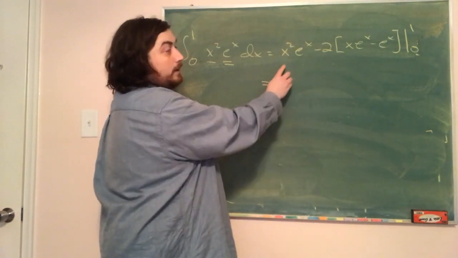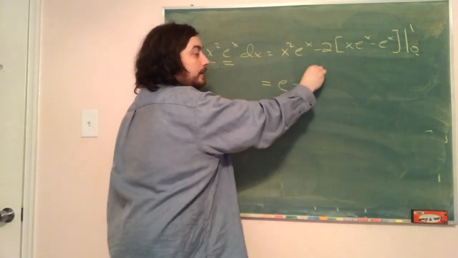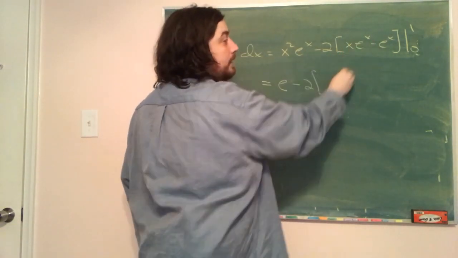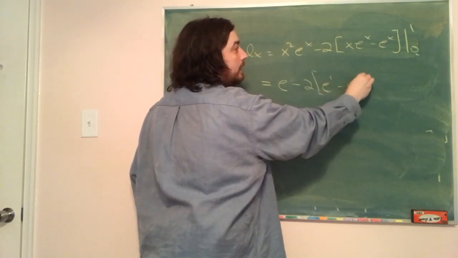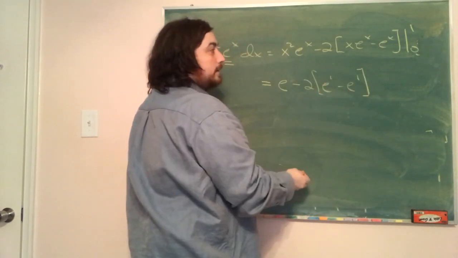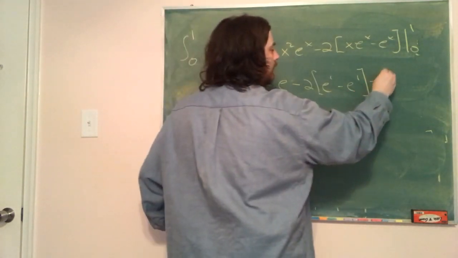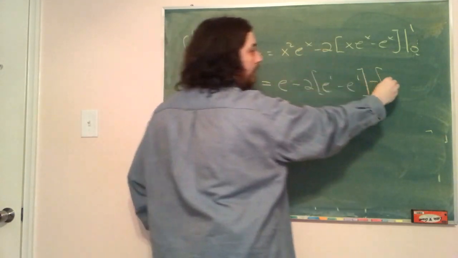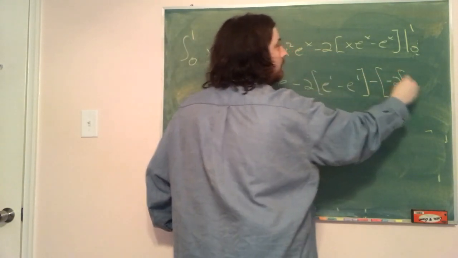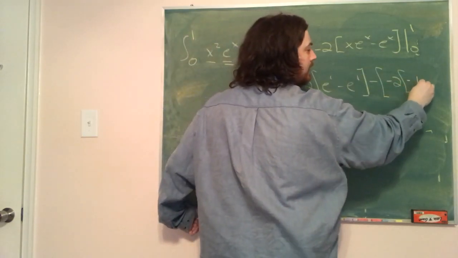So if I plug in 1, I get 1 times e to the 1 is e, minus 2 times 1 times e to the 1 is e to the 1, minus e to the 1. And then I subtract off plugging in 0, and so if I plug in 0, I get minus 0 minus 2 times 0 minus e to the 0 is minus 1.